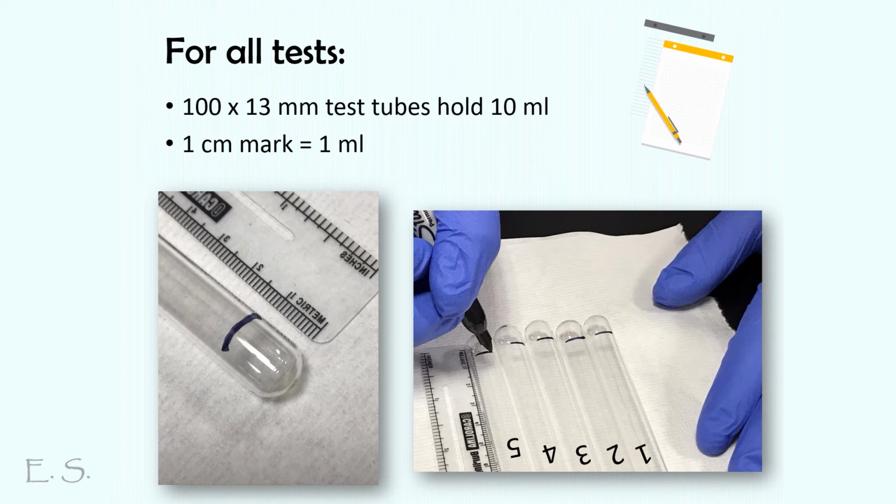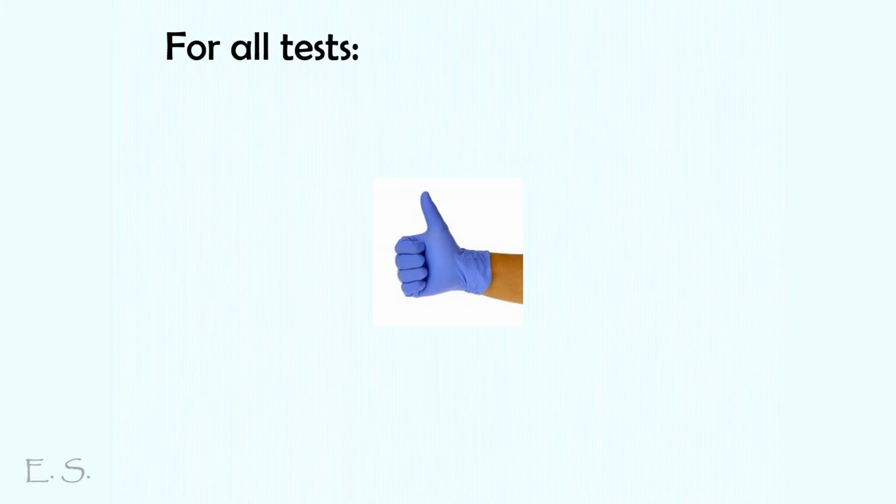Please note that for all tests, you will use test tubes that hold 10 milliliters. In those tubes, 1 centimeter equals 1 milliliter. So use the Sharpie marker to number the test tubes and to mark on each one a 1 milliliter line. For all tests, you should also wear gloves.